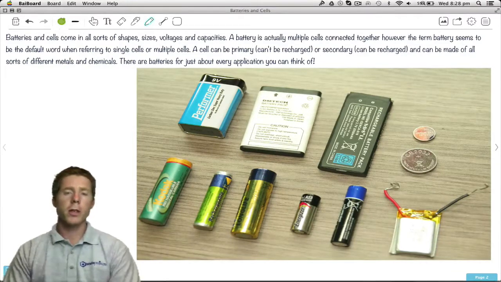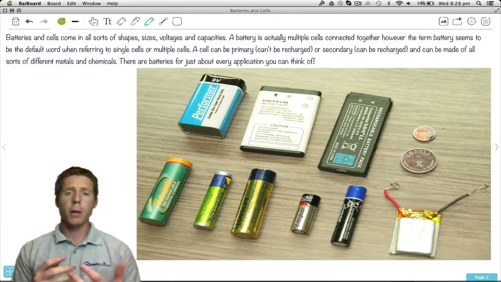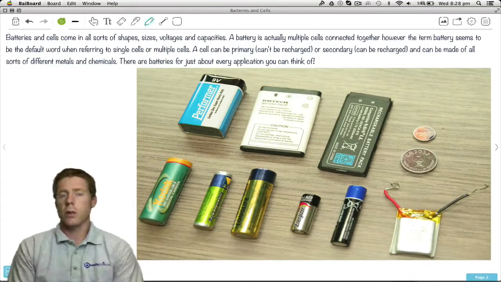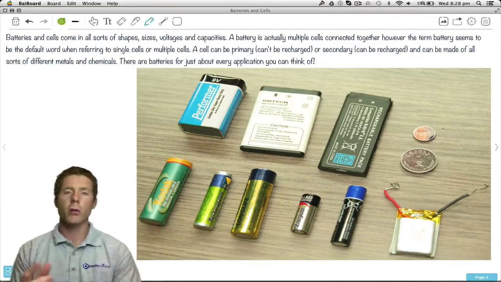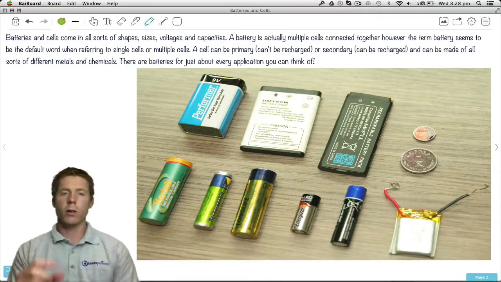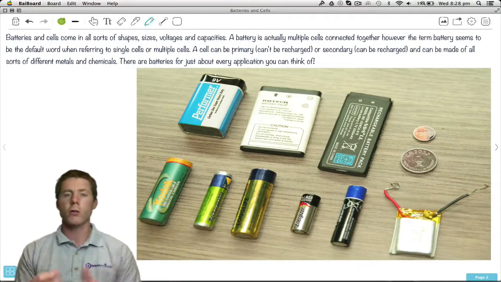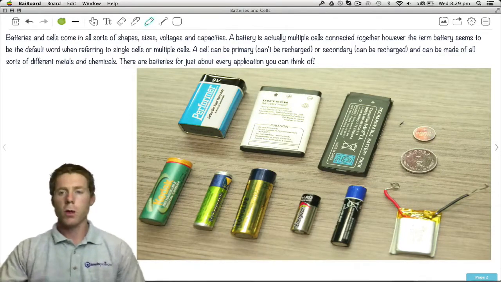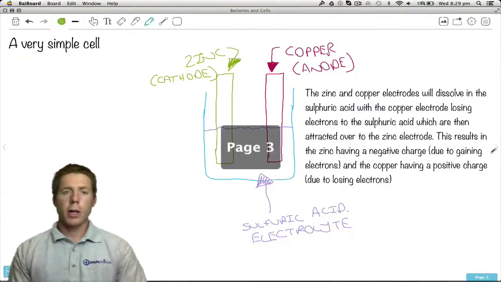Now the interesting thing is, the operation of each battery or each cell is pretty much all the same. So we're going to go through a really simple cell. We're then going to have a look at what happens when we connect them up to each other in different ways, and we should have a bit of fun with this. Okay, let's have a look at this first.